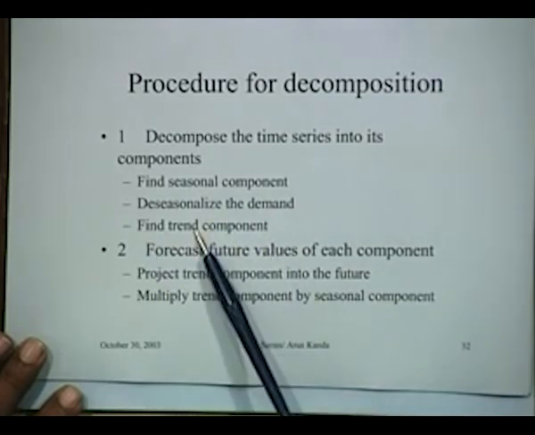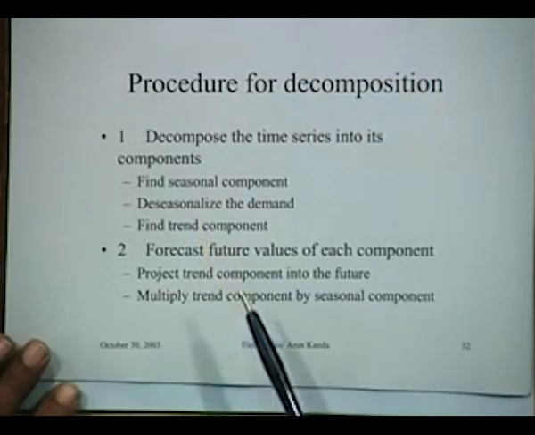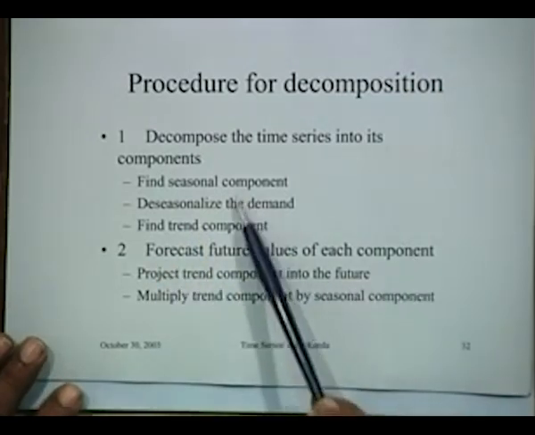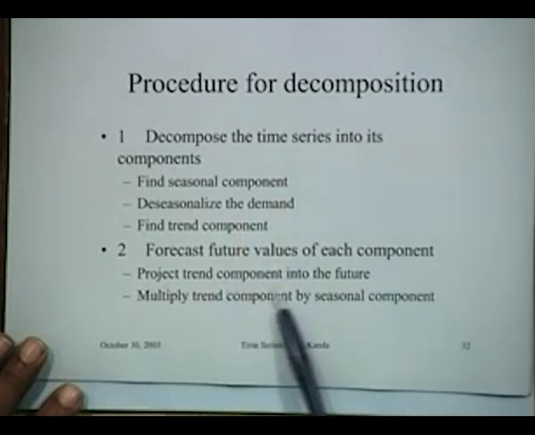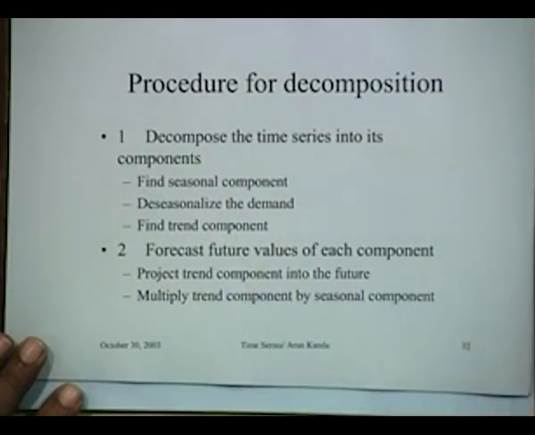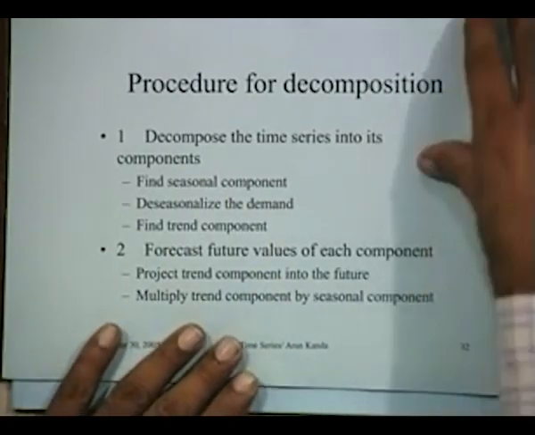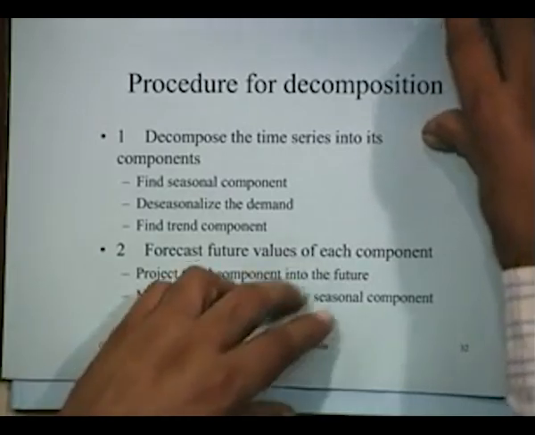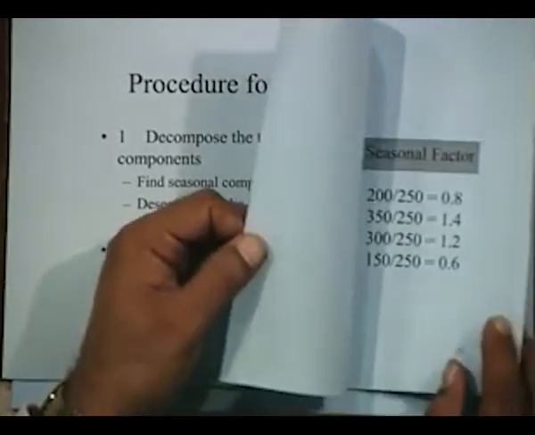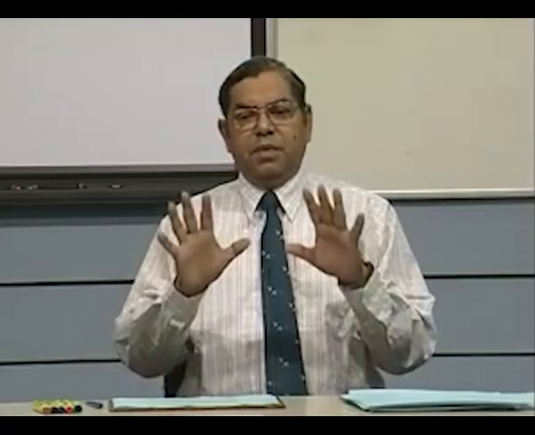And then utilizing this information you forecast the future values of each component, and then you project the trend component into the future, multiply the trend component by the seasonality component, and this will basically give you the forecast for the next period. So this is essentially time series decomposition, which goes in this particular fashion. So this was basically an overview of the procedure.